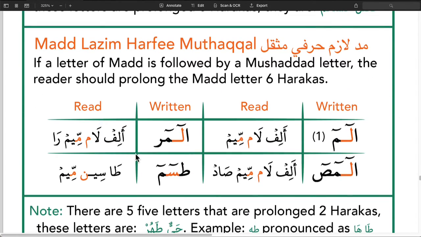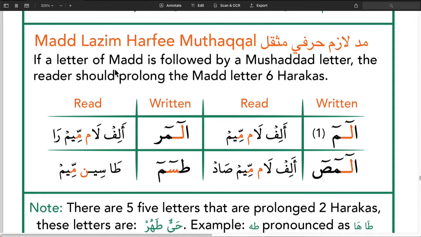Let's see an example of mad lazim harfi muthaqqal. Muthaqqal means heavy. Mad lazim harfi is just for the huruf muqatta'at. If a letter of mad is followed by a mushaddad letter, it is heavy. For this to be true, we need a shadda following. So the reader should prolong the mad letter 6 haraka.